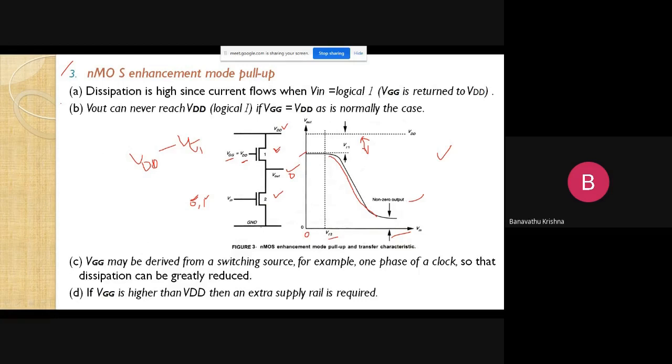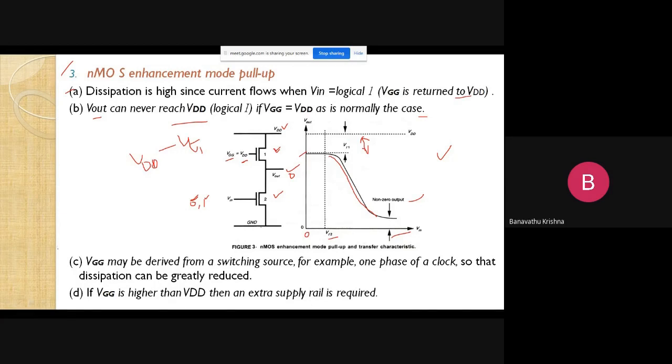So coming to the first point here: dissipation is high. The power dissipation is high since current flows when Vin is logic 1, and VGG is returned to VDD. So Vout can never reach VDD if VGG equals VDD, as is normally the case. It never reaches VDD because a slight amount of voltage is dropped from this VDD, which is nothing but VT1.